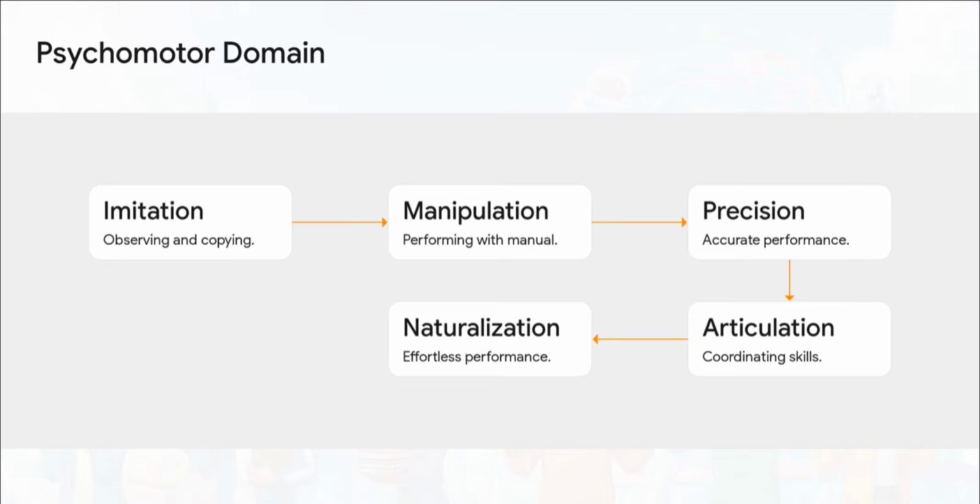But learning isn't purely mental, right? It's highly physical, too. R.H. Dave's psychomotor domain maps out exactly how we master hands-on skills from vocational training straight to the science lab. Think about typing on a keyboard. First, you just imitate. Then you manipulate the keys, maybe using a manual. Eventually, you get to precision. And by the final stage, naturalization, you're literally typing out an entire essay without even glancing down at your hands. Now that is true mastery.